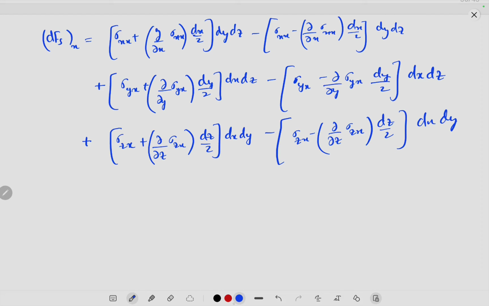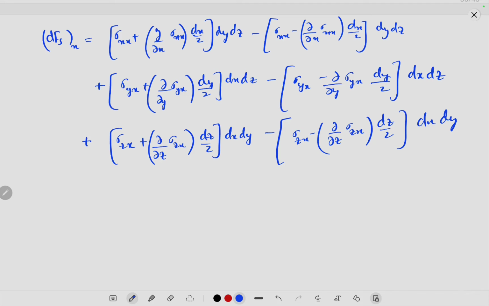If you notice here, I have also written minus signs. So how will you get those minus signs? This you can get from the Cauchy's relation, because if you consider this surface, this will have n hat in the minus j hat direction. Now if you put this in your Cauchy's relation, you will get a negative sign in front of this term. So that's why I'm getting negatives also here.